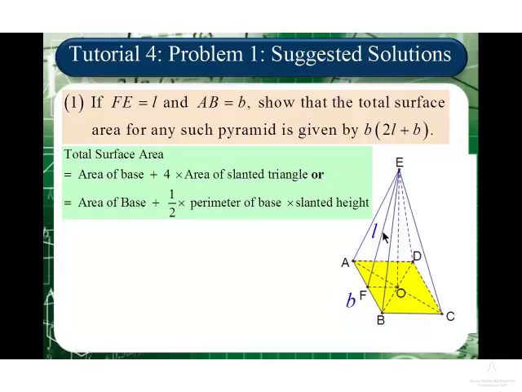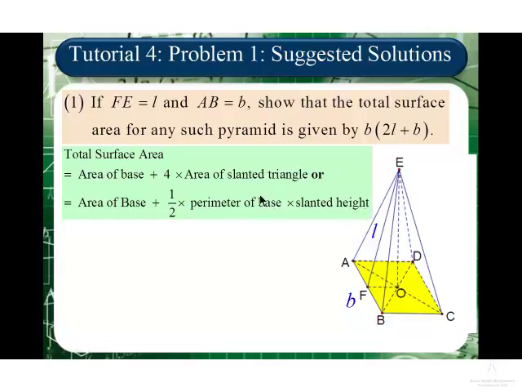So if you can add the 4 areas of the slanted triangles together as well as the area of the base, then clearly we have the total outer surface area of this right pyramid. You can also choose, alternatively, to use the strategy that we have mentioned during the lesson. That is, that the total surface area in such a case can be the area of the base plus a half times the perimeter of the base times the slanted height.